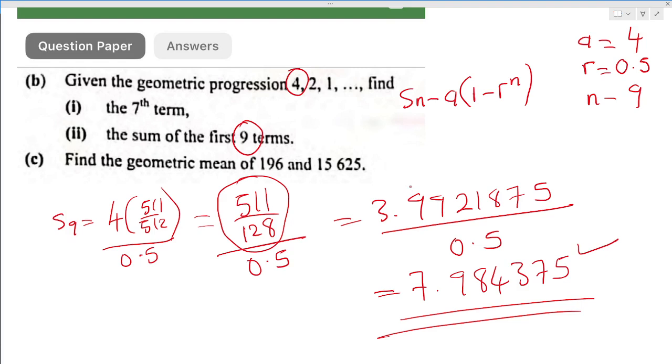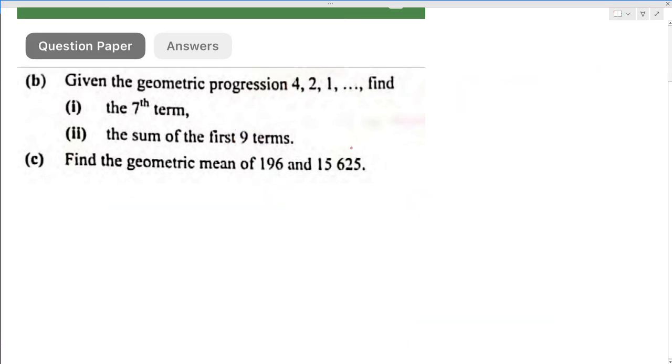So if the fractions method is a bit confusing, you can be converting your fractions to decimals and you still find a value that is markable. Whether it's a decimal or a fraction, the examiner will still mark it. Okay, we now go to our last question, which is a very simple question, finding the geometric mean.